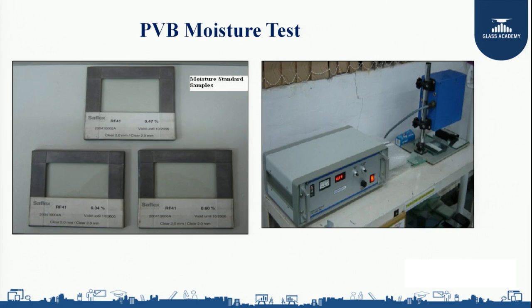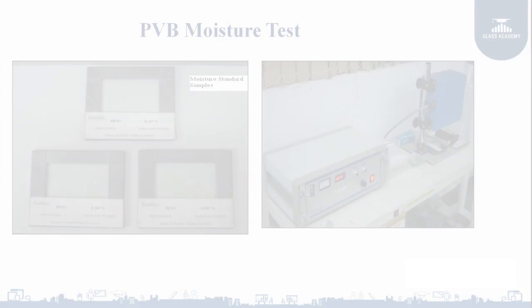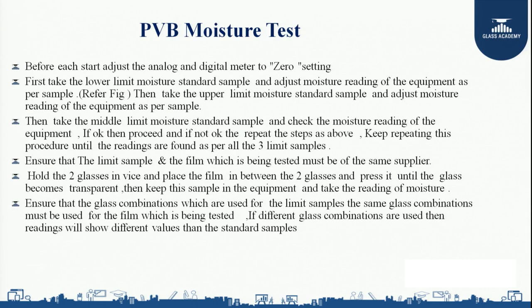One more test that is used is the PVB moisture test. This is the equipment we use for the PVB moisture test. In order to perform this test, we need to adjust the analog and digital meter to 0 setting. First, take the lower limit moisture standard sample and adjust the moisture reading of the equipment as per the sample. Then take the upper limit moisture standard sample and adjust the moisture reading of the equipment as per the sample.